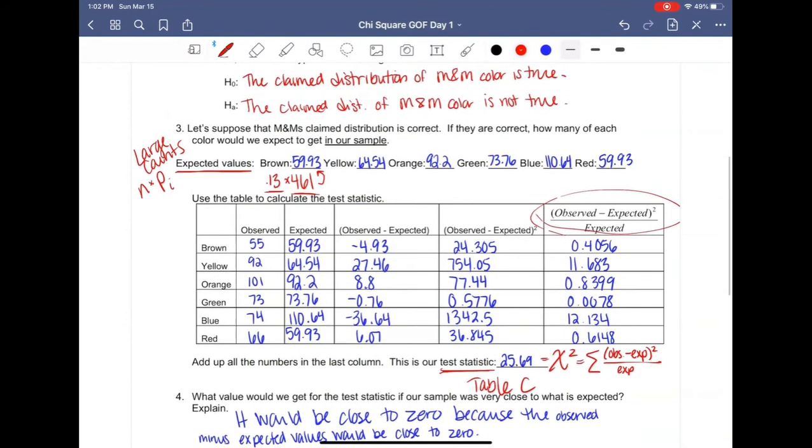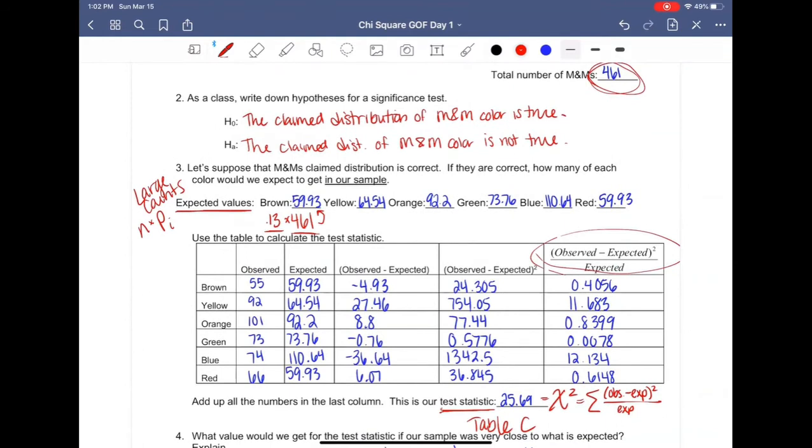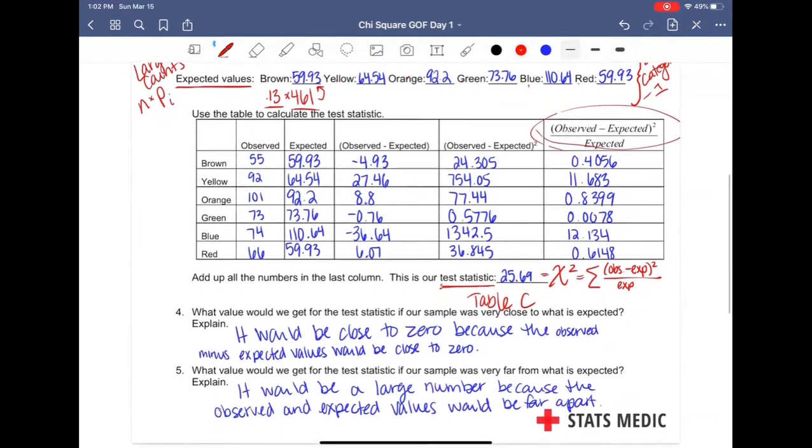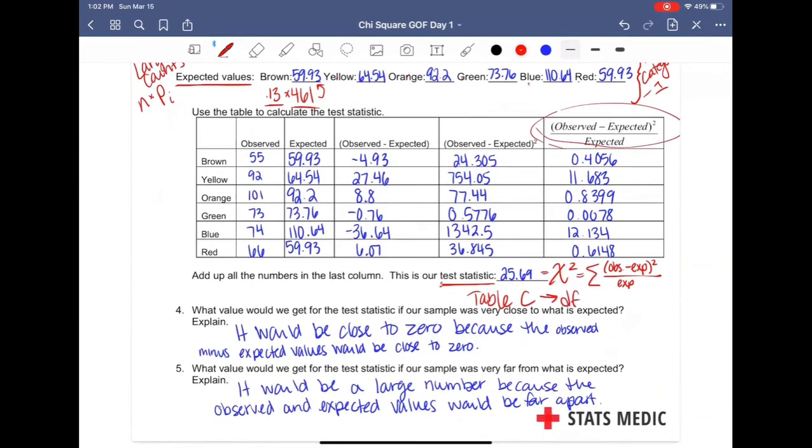Your degrees of freedom with chi-squared, I'm going to pop back up to question number 3. In the margin here, what I'd like you to write: degrees of freedom actually equal your number of categories minus 1. In this case, we had 1, 2, 3, 4, 5, 6 colors. So 6 minus 1 is 5, so we would have 5 degrees of freedom. On table C, we'd go to row 5 for our degrees of freedom, and we move over until we find a chi-square test statistic that's close to 25.69. For this one, that takes us all the way to the end of the page.